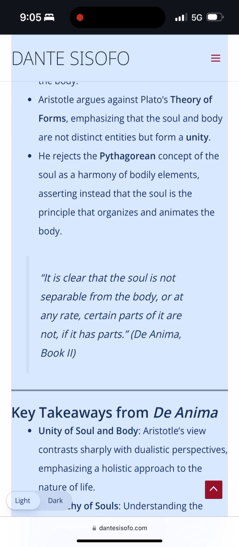De Anima, Book 2. Key takeaways from De Anima. Unity of soul and body. Aristotle's view contrasts sharply with dualistic perspectives, emphasizing a holistic approach to the nature of life. Hierarchy of souls. Understanding the types of souls helps to categorize different living beings and their functions. The role of the intellect. The active intellect remains one of the most mysterious aspects of Aristotle's theory, influencing later thinkers like Aquinas and medieval scholars.